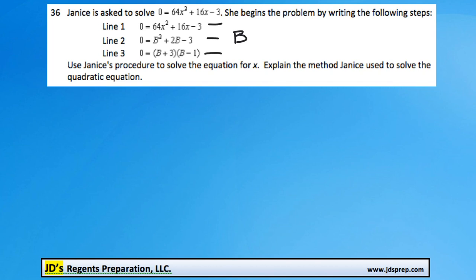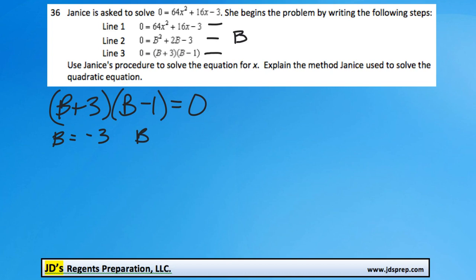Let's start off by actually solving the equation. We know that b plus 3 times b minus 1 must equal 0. And that means b must equal negative 3 or 1. But we need to do that in terms of x, right? So we need to figure out what b is equal to in terms of x. Let's take a look and see what happened here.